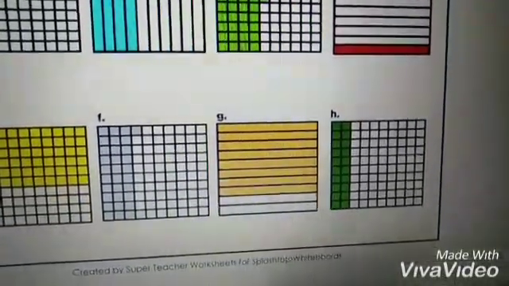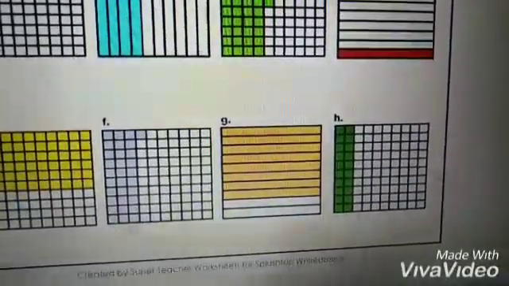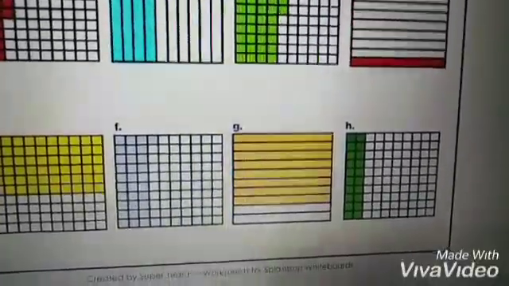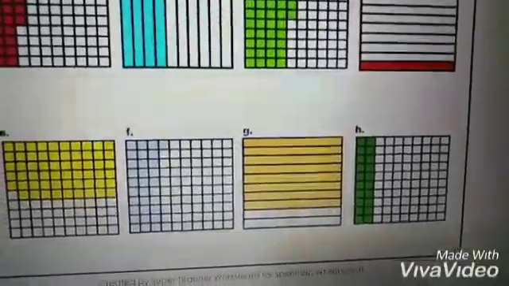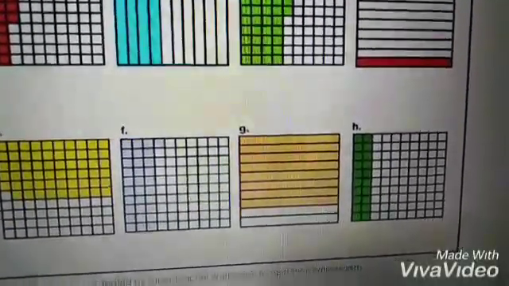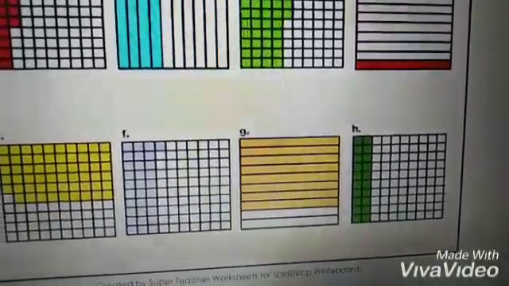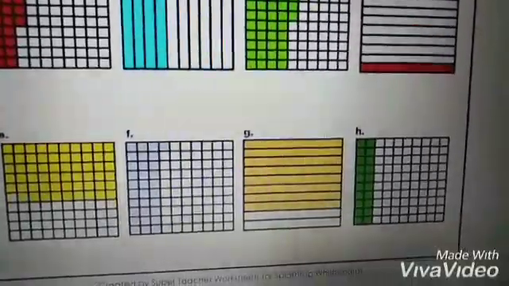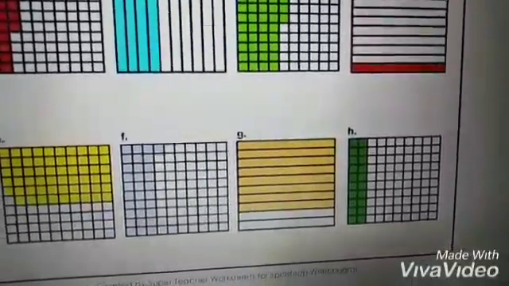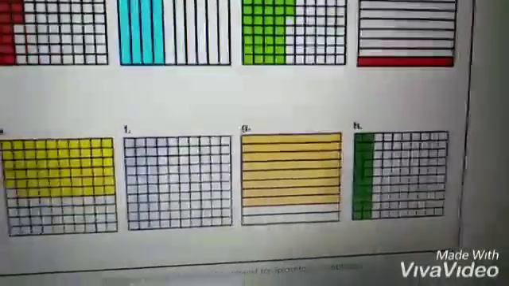In the last one, there are 20 colored parts. 20 out of 100 is 20 hundredths, and 20 hundredths is the same as 2/10 and can be written as 0.2, or we can add the 0 to show the hundredths place and write it as 0.20.